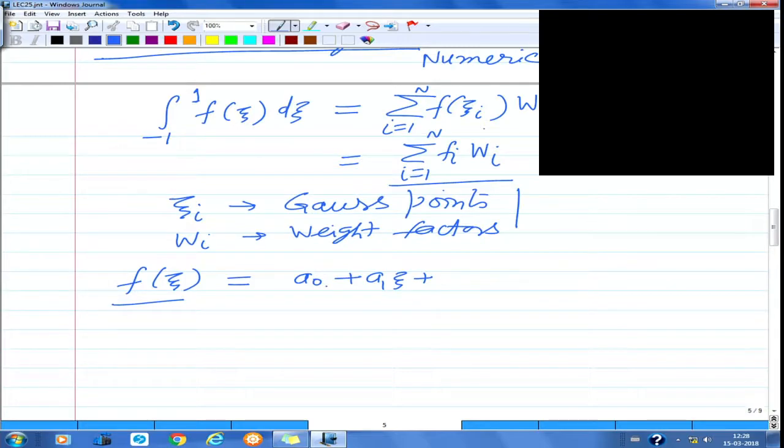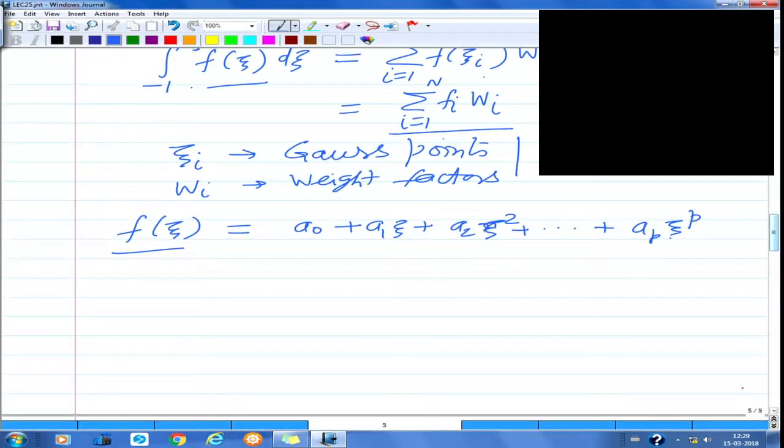So it can be any of that. What we are saying is that we are approximating it as a polynomial: a0 plus a1 xi plus a2 xi square, and so on, with terms up to xi power p. Whatever function we have here which is to be integrated, we are approximating it as a polynomial. So when you say Gauss quadrature numerical integration, implicitly there is an approximation of the function as a polynomial.